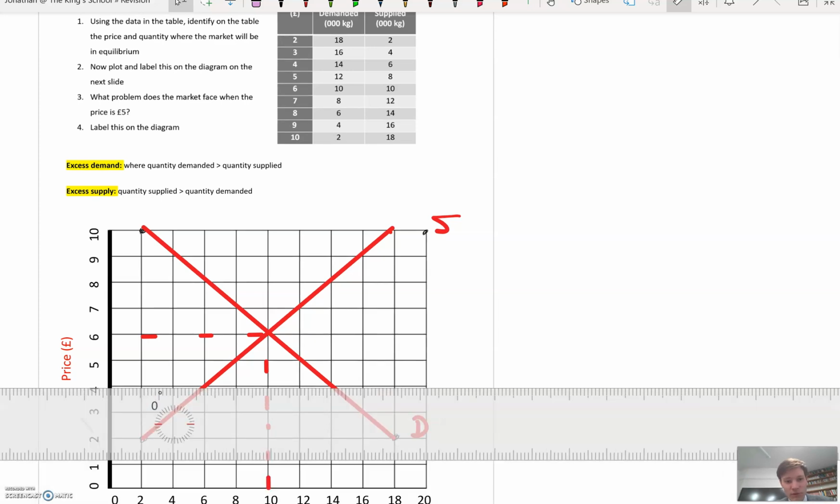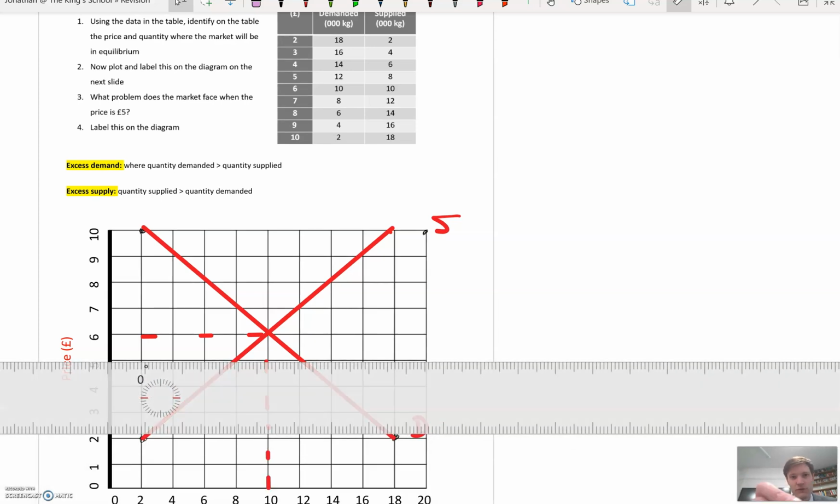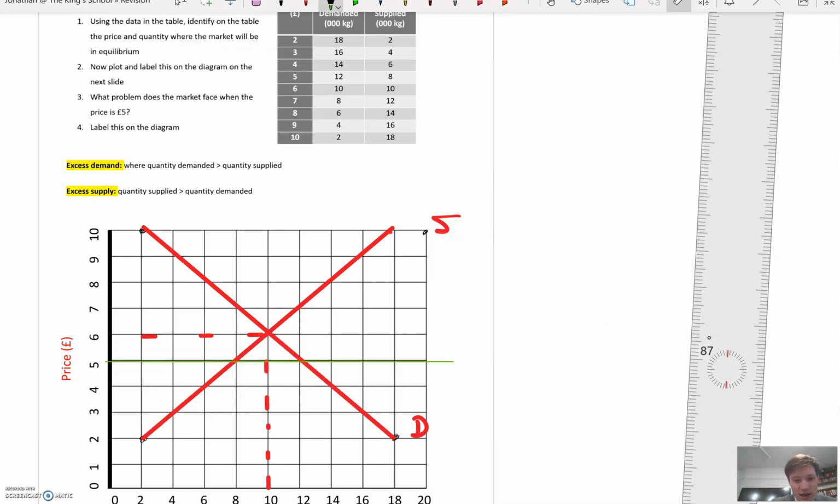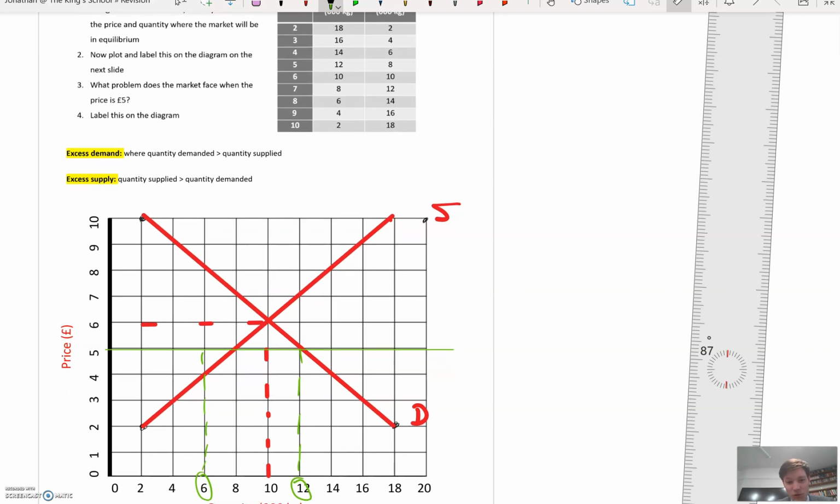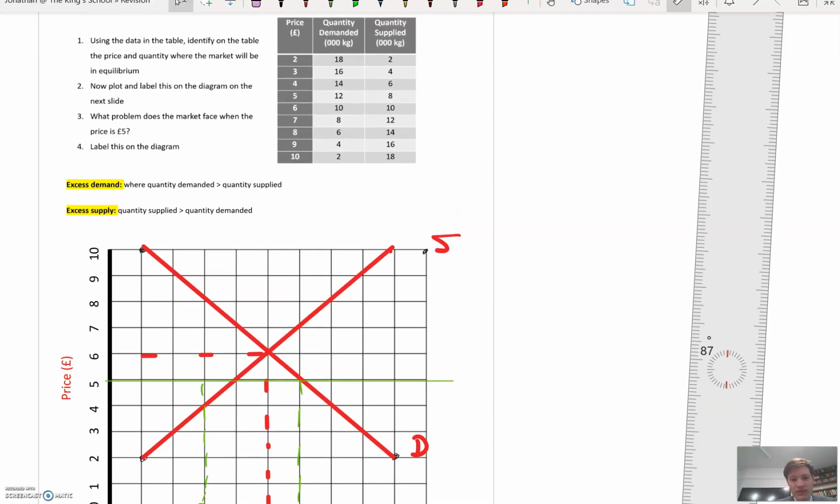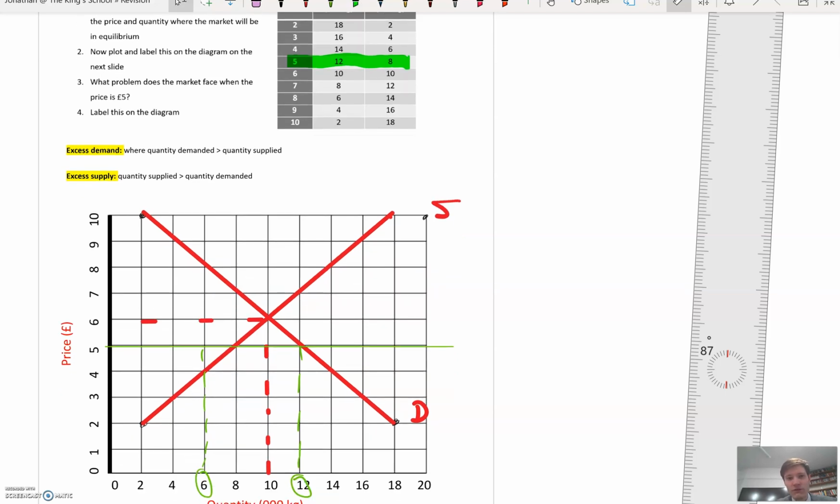Now let's see what happens if we have a price of 5. So I'm going to put that in. If the price is 5 here, I'm going to have excess demand. I've got demand of 12,000, I've got supply of 6,000, I've got an excess demand of 4,000. And I can see that if I go to my chart here, if I go to 5 over here, I can take 12 minus 8, or 12,000 minus 8,000, is 4,000.